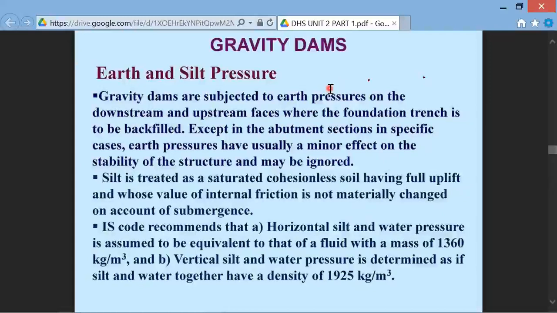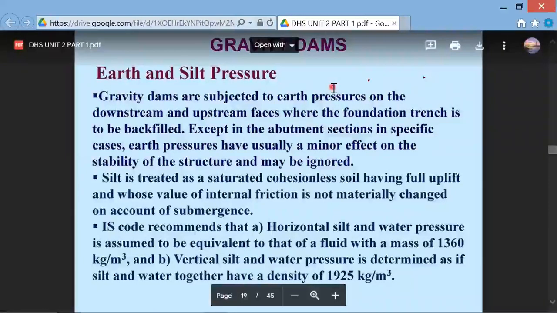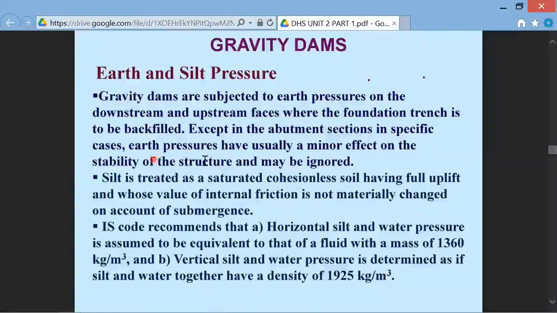So the gravity dams are subjected to earth pressure on the downstream and upstream faces where the foundation trench is to be backfilled. Except in the abutment sections, in specific cases, earth pressures have usually a minor effect on the stability of the structure. So therefore, this earth pressure may be ignored. It has been given here that you can ignore this also.